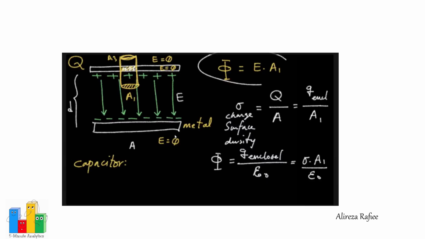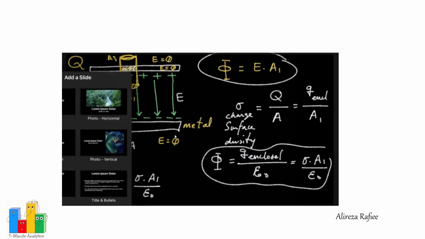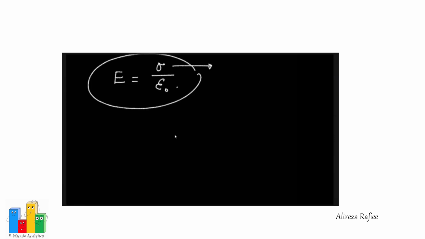Now, these two equations are the same. So if you put them equal, you will see E dot A1 would be equal to sigma A1 divided by epsilon 0, which you can conclude that the electric field would be sigma divided by epsilon 0. Constant. Sigma is constant, epsilon 0, the permittivity of the vacuum, is constant, and so the electric field would be uniform.